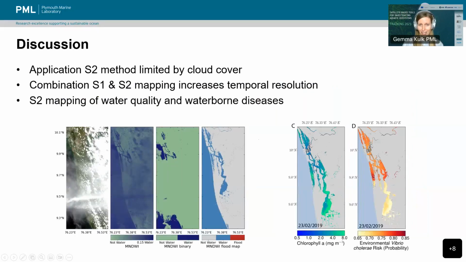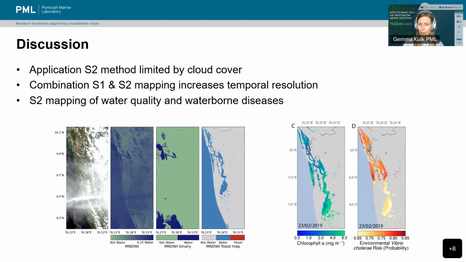So to summarize and discuss, I have shown that we can indeed use multispectral remote sensing images from Sentinel-2 for flood mapping in the Lake Vembanot region. Although there are also limitations in the application of the Sentinel-2 data because of cloud cover, of which an example is given here. We see that if there is thick cloud cover, we are not able to map the MNDWI or the flooded region correctly.